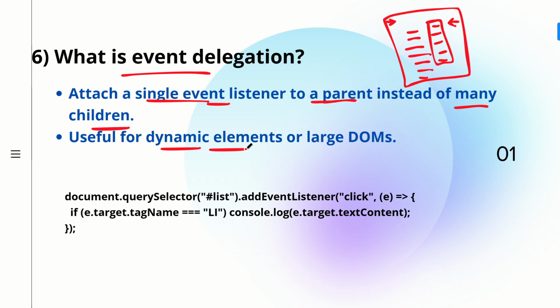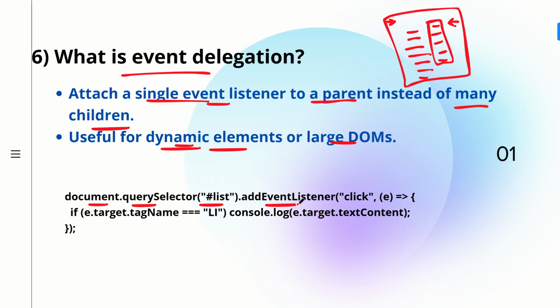And it is helpful for dynamic elements. You have not hard coded any value, and you are getting these elements; maybe today it is 100, tomorrow it might be 1000, so we don't know the exact number. It is not static, it is dynamic. So it is useful for dynamic elements or a large DOM. As an example, we will see how we write it. We have to first write document.querySelector, hash list, where we are selecting our parent element.